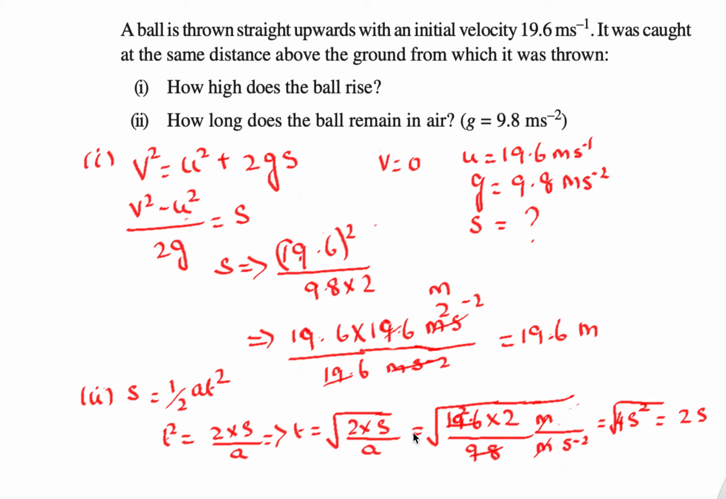Let's substitute the values here. T is equal to root of 19.6 into 2 by 9.8. Here the unit is meter and here you have meter per second square. So the 9.8 and 19.6 will get cancelled, so you get 2 here. 2 into 2 is 4. Root of 4, the seconds square comes to the numerator, so it becomes positive. So you get root of 4 second square, which is nothing but 2 seconds. When you take out the roots, you get 2 seconds. So T is equal to 2 seconds. That's the time the ball remained in the air.